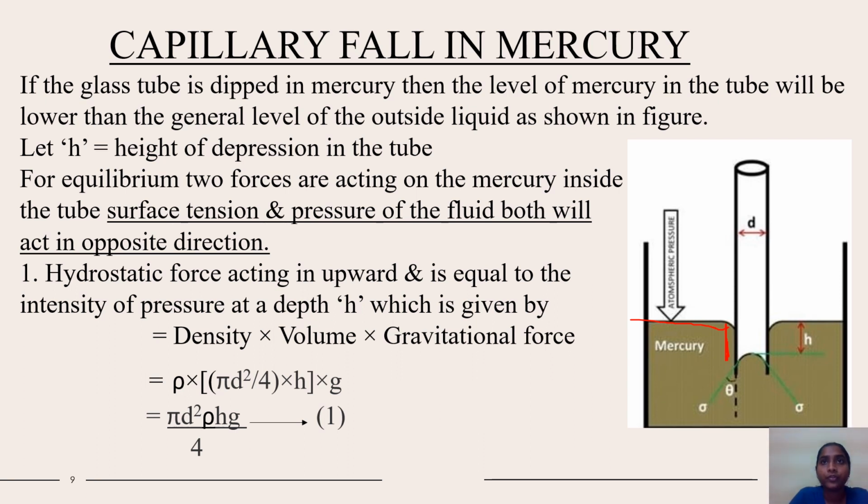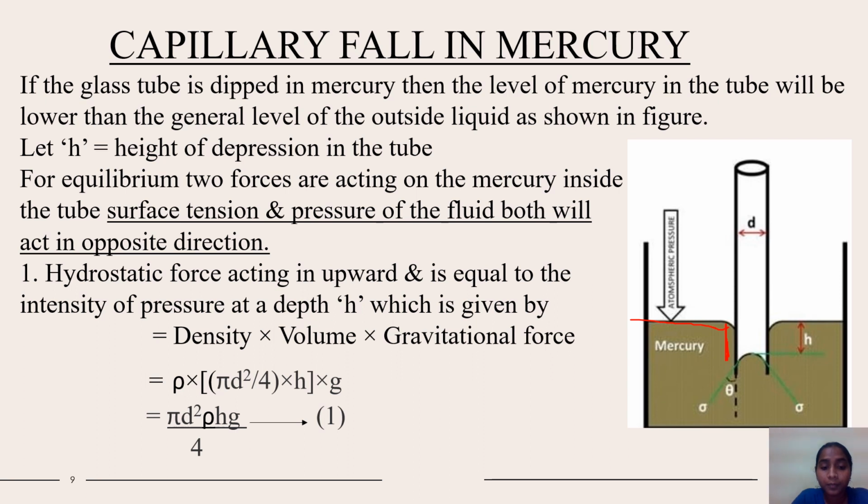For equilibrium, two forces will be acting on mercury inside the tube. One is surface tension sigma and the other is the pressure of fluid. They both will be acting in opposite direction. The hydrostatic force acting in upward direction is equal to the intensity of pressure at the depth h, and it is given by density into volume into gravitational force. Then we arrive at pi d square rho hg by 4. Call this equation number 1.